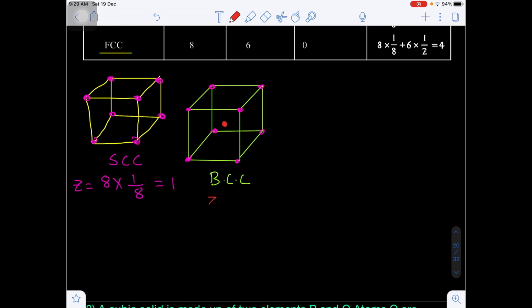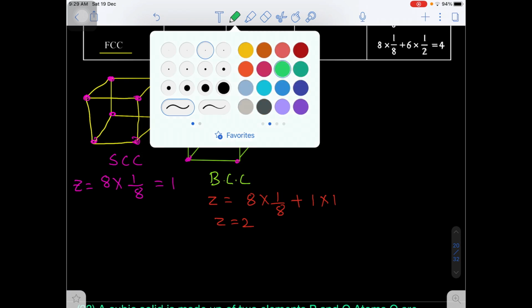Now how to calculate the number of particles per unit cell in a BCC unit cell? There are 8 corners, each with a contribution of 1 by 8, plus there is one particle at the body center with a contribution of 100%. So overall the Z value here will be 2. Okay, this corresponds to what?